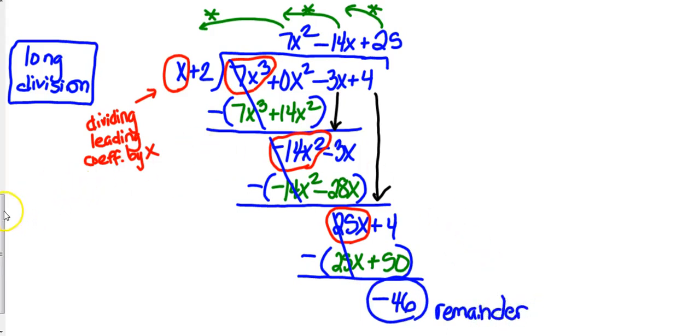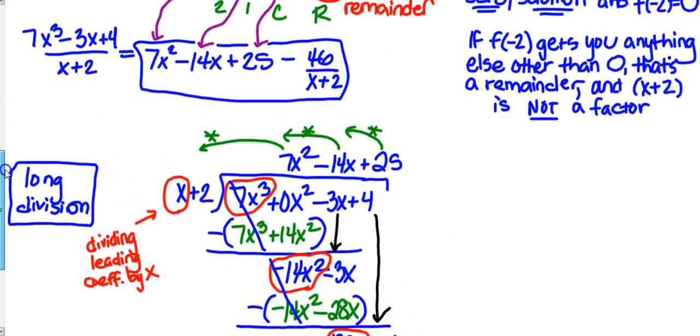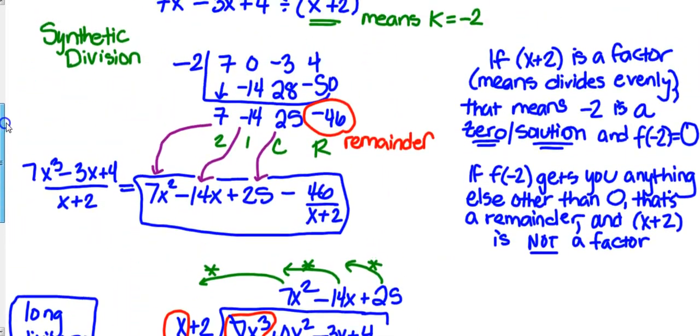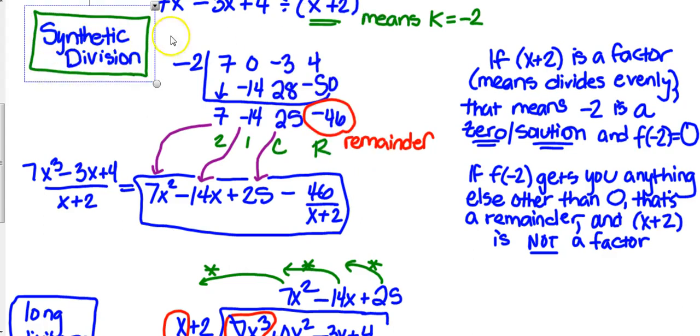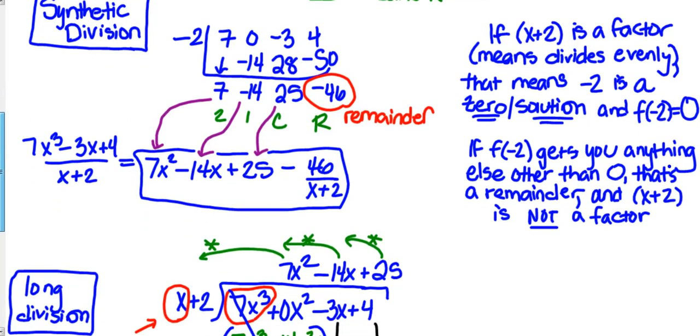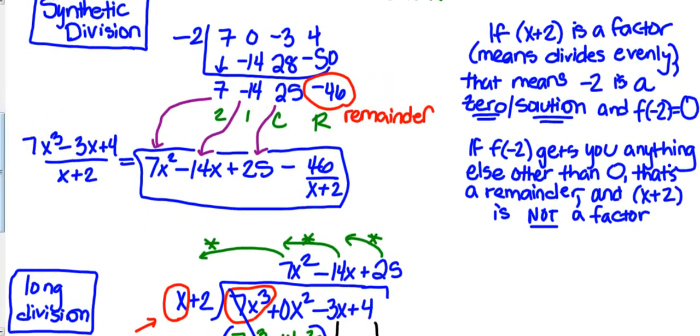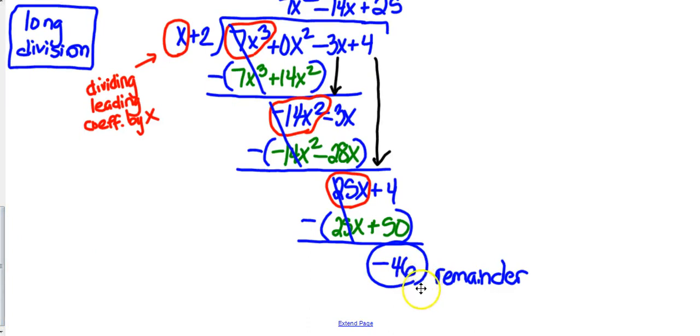That number should sound very familiar because, check it out, the result of the synthetic division also had a remainder of negative 46. Okay. So look, notice, negative 46, negative 46.